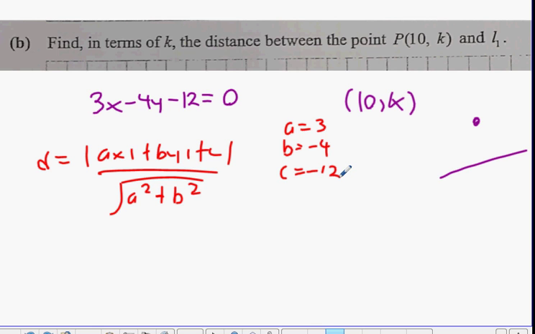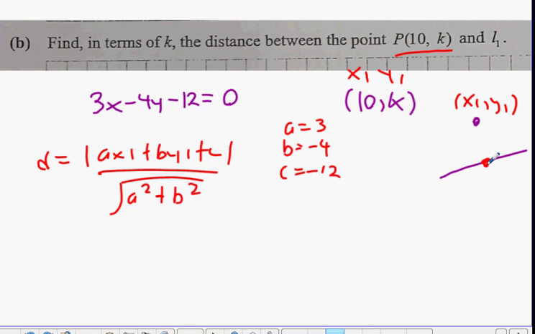You got x1, y1, minus. Oh wait, no, have it as 10 and k, isn't it? The x1, y1 value is always the point that's off the line. If the point was on the line, what would the d value be? 0. It'll turn out to be 0 because it's on the line.